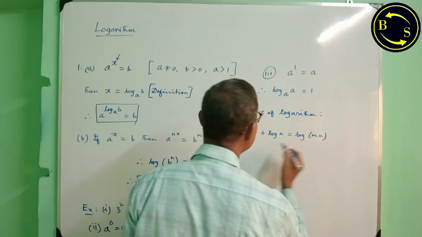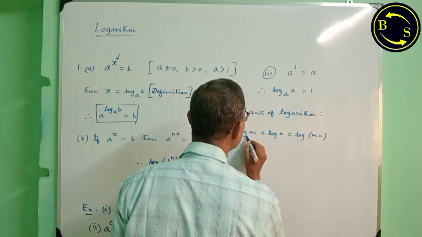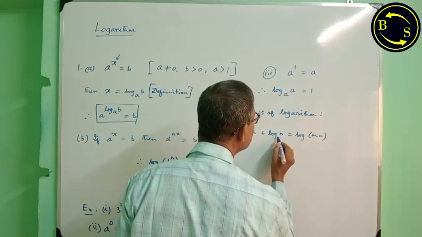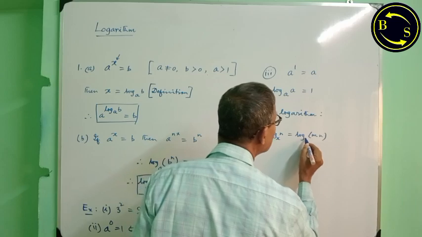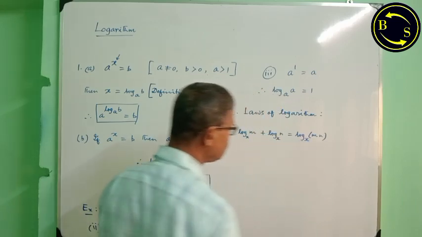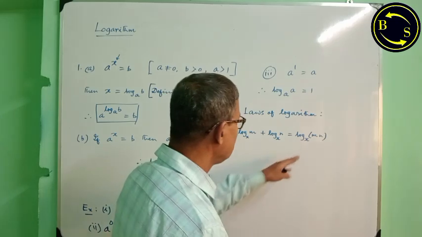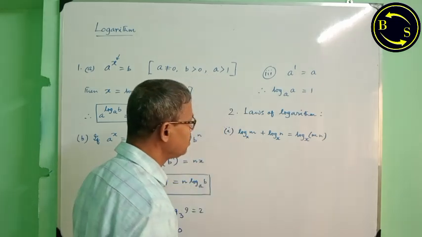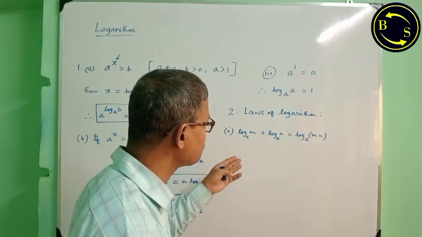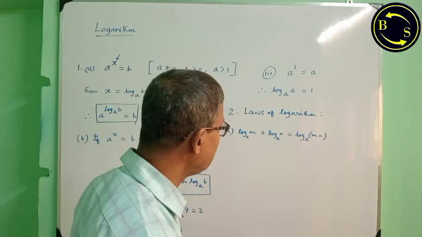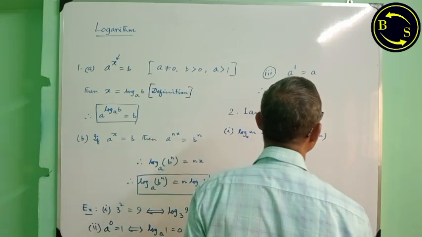Here bases are not mentioned. If we mention the base, it will be like this: log of mn to the base x is equal to log m to the base x plus log n to the base x. Product law.